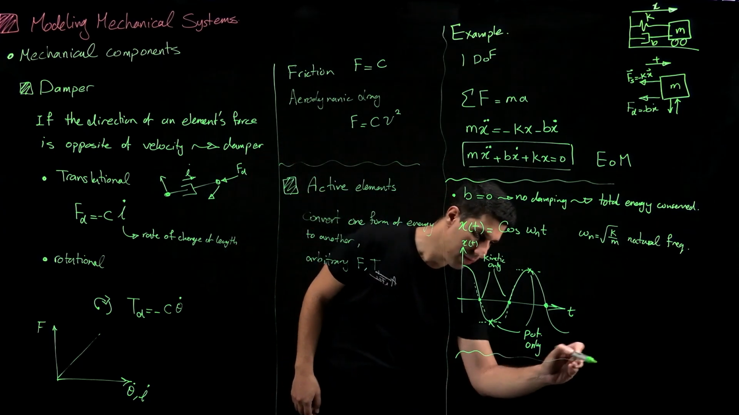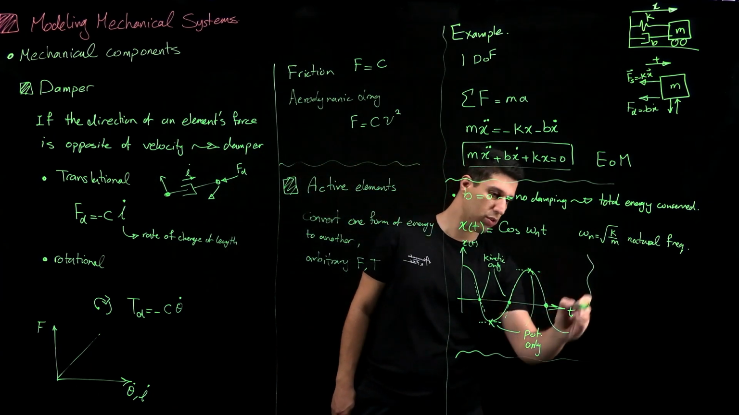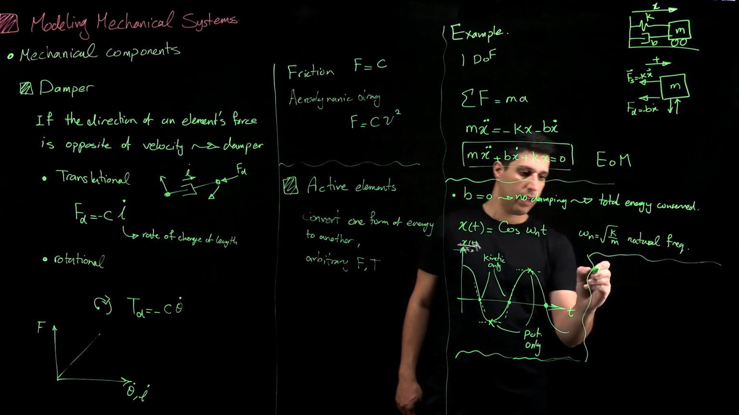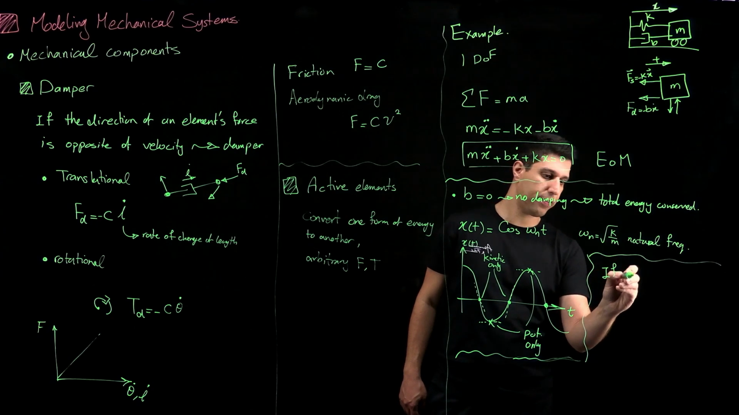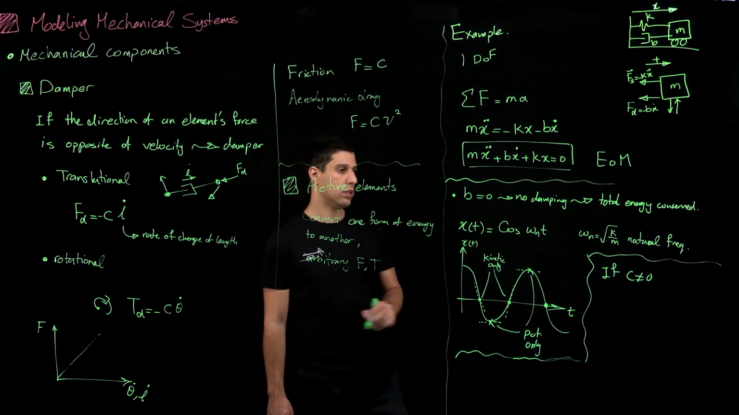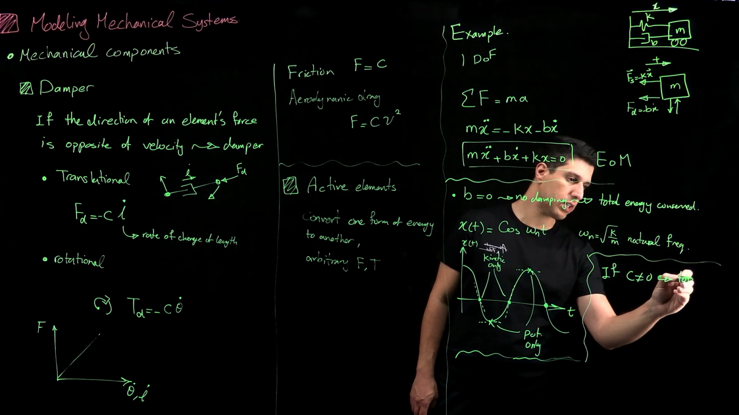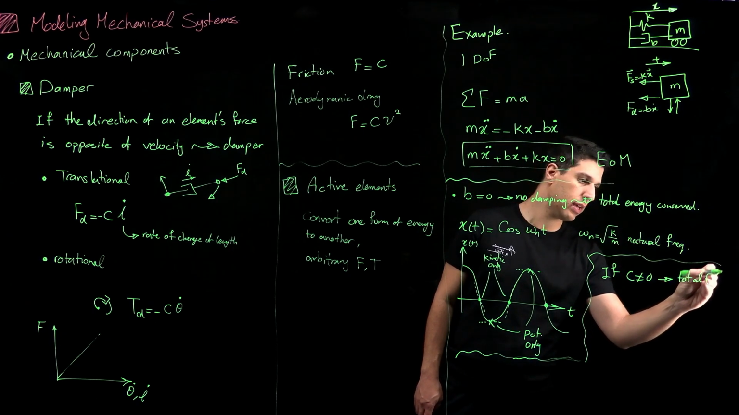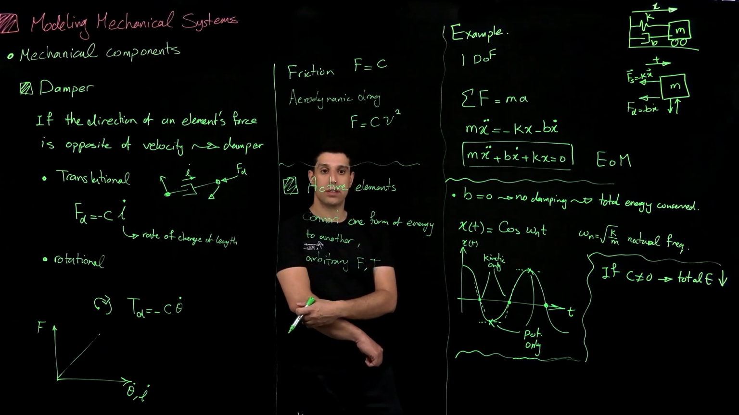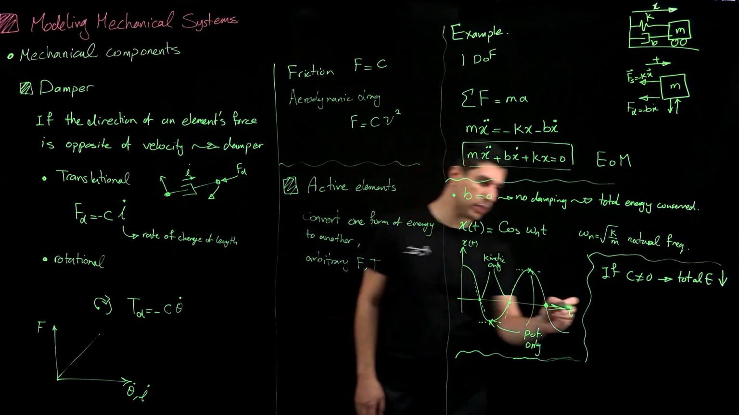And maybe if I quickly look at another case, let me do it here because I may need a little more space. If there is some damping, in this case the total energy of the system is going to decrease because damping is reducing the total energy of the system as time progresses.